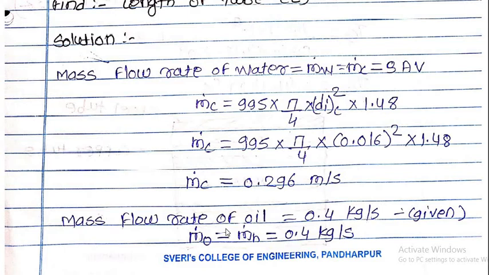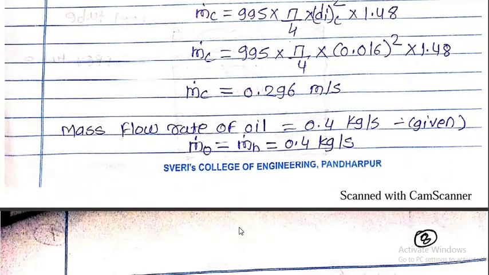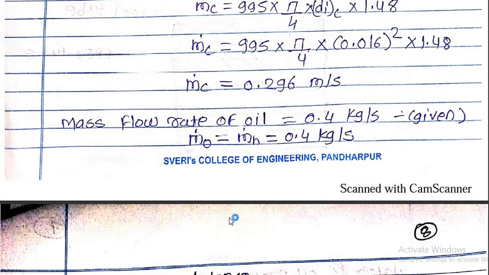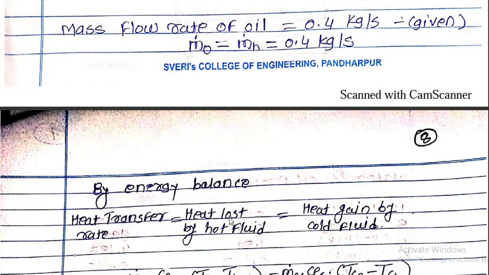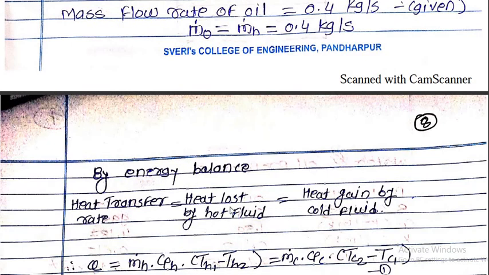Therefore, the oil mass flow rate we need to consider as the hot fluid mass flow rate, because here oil is losing its heat to the water. So the oil should be considered as a hot fluid. So the mass flow rate of oil is equal to the mass flow rate of hot fluid, which is equal to 0.4 kg per second. Now here we have to find out the heat transfer coefficient for the oil and for the water. So by the energy balance equation, heat transfer rate is equal to heat lost by the hot fluid, which is equal to heat gained by the cold fluid.